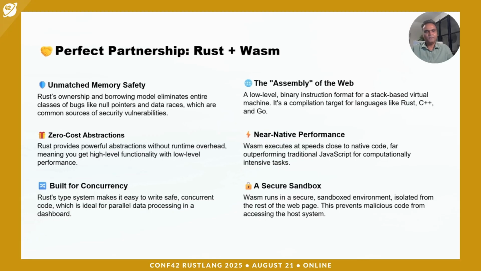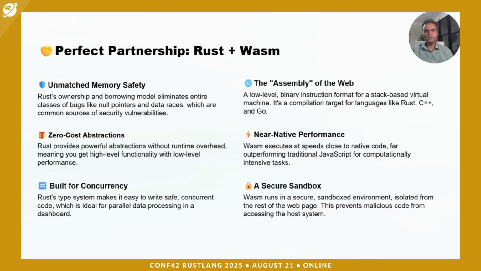Unmatched memory safety. Rust's ownership and borrowing model eliminates entire classes of bugs like null pointers and data races. This isn't just stability, it's a huge security win. Zero cost abstractions. Rust gives us powerful, high level features like iterators and closures, but without the performance overhead you'd expect. You get the best of both worlds. Built for concurrency. Rust's type system makes writing safe, parallel code much easier. This is a game changer for processing large data sets.